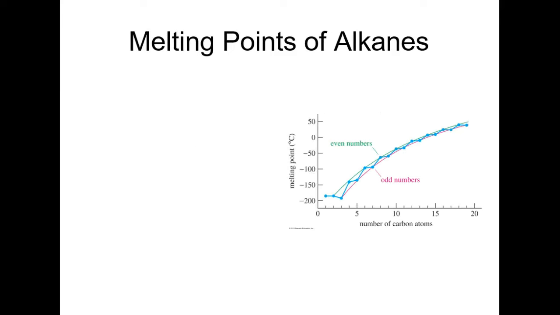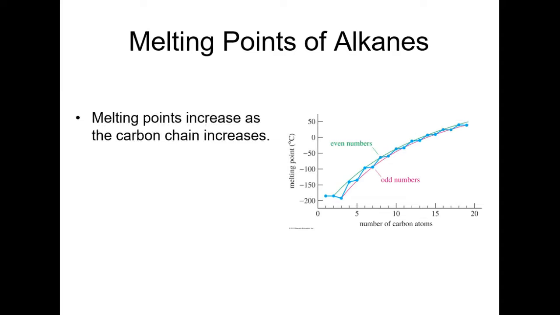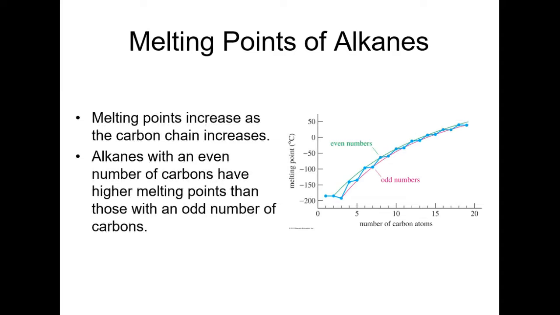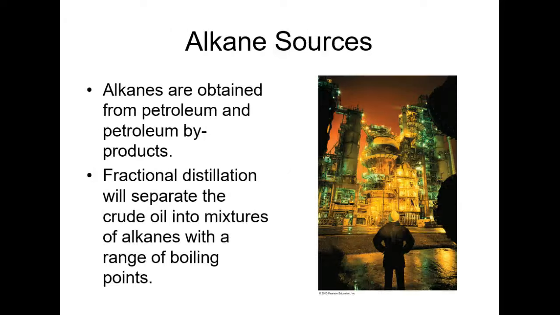All right. Also, melting point, same exact thing. The melting point increases as your carbon count increases. Alkanes with an even number of carbons have higher melting points than those with an odd number of carbons. Okay, which is a very interesting phenomenon. But it's almost the same type of thing based on the interactions.